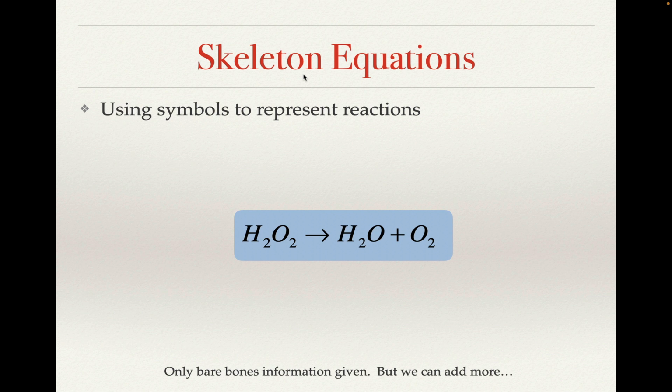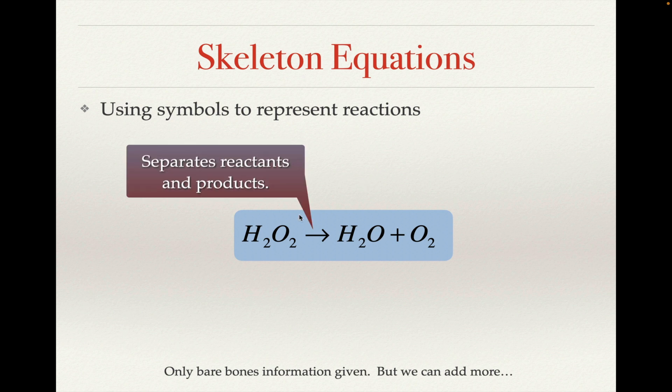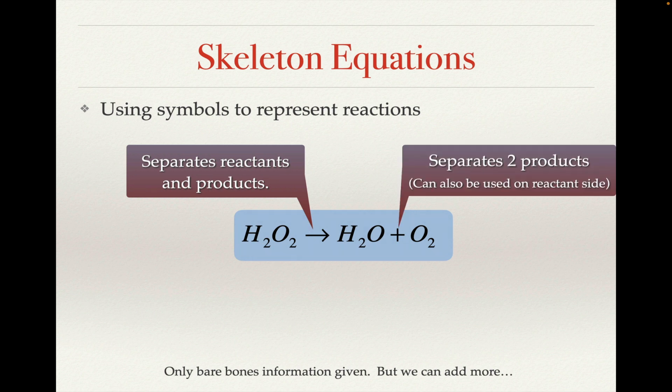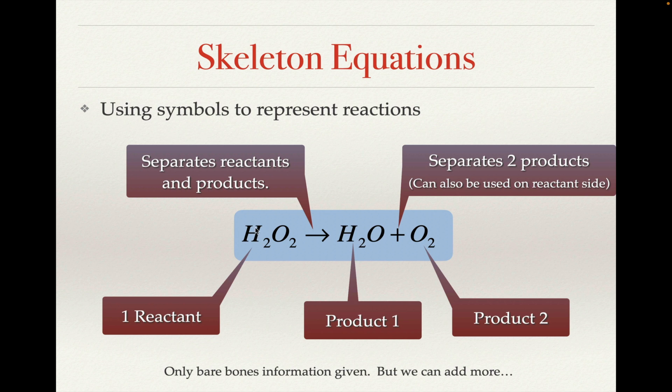We call this a skeleton equation because all we have written down are very basic things. They're just the skeleton of what we have. Okay, we have our arrow that separates our reactants from our products. We have two products that the plus sign is separating here, water plus oxygen, okay? And then we have our one reactant, our one product, and our second product is what we have, okay? So this is only the bare bones information. Now we can add more than this, but these symbols are our key things. The product, what we are going to produce, and then any separators, okay?